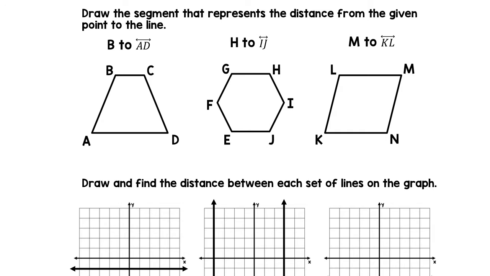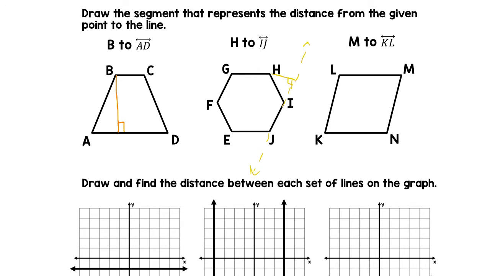We want to draw the segment that represents the distance from the given point to the line. Well, from B to AD, we want to draw a perpendicular line that's straight down from B to line AD. We have H to IJ here. We're going to imagine that IJ continues on. And from H to IJ, we'll have a line that looks something like that at a right angle.